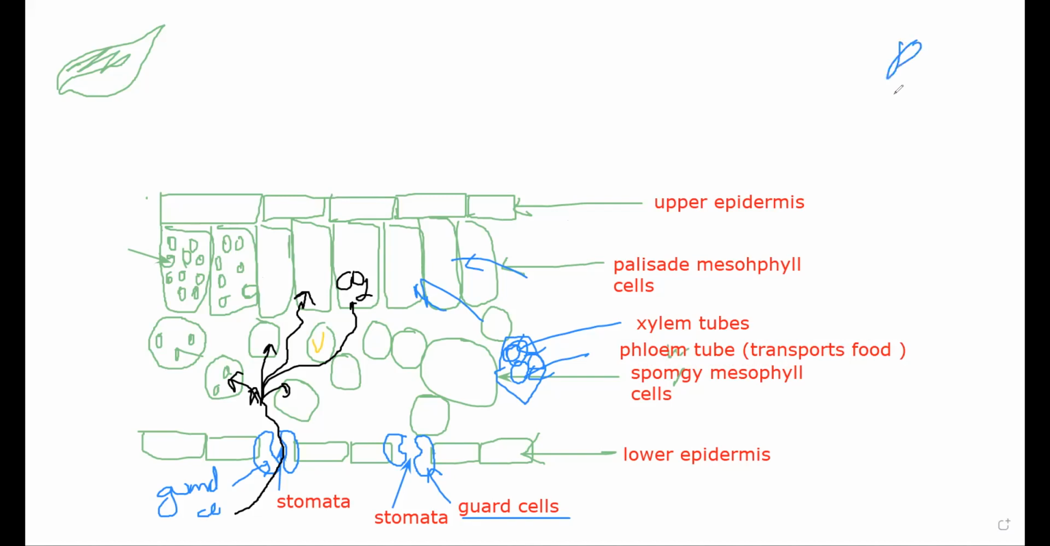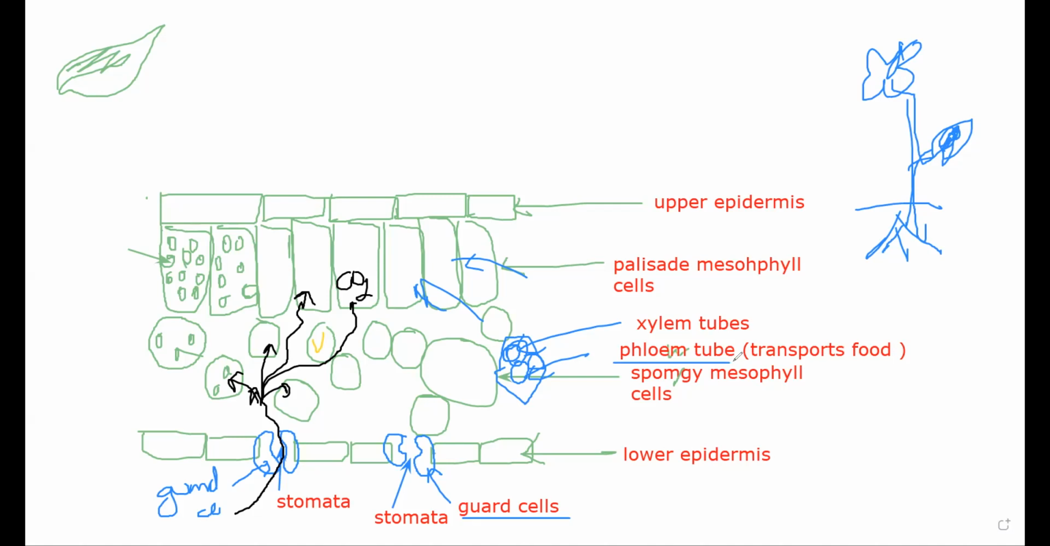Now if I take a plant, flower, stem, root and leaf, food is made here. This food should go into the flower also, to the stem, to the roots and everywhere. Only then can the plant obtain energy, right? So the food is made and then transported to the other parts of the plant through tubes called phloem tubes.